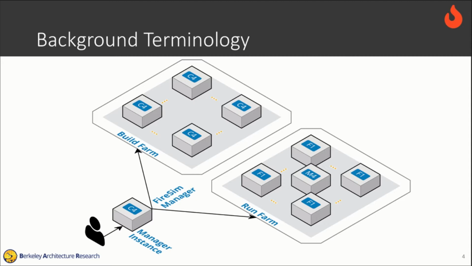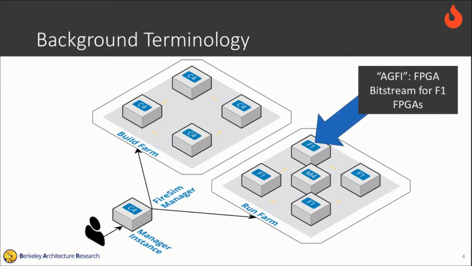And you can have multiple run farms running at any given time. You can have multiple build farms running at any given time. They're all tagged. You can customize those tags, and we'll show you how to do that in a second. And the last piece of special terminology is AWS terminology. On AWS, a bitstream for the FPGA is called an AGFI, and we'll refer to that throughout too.